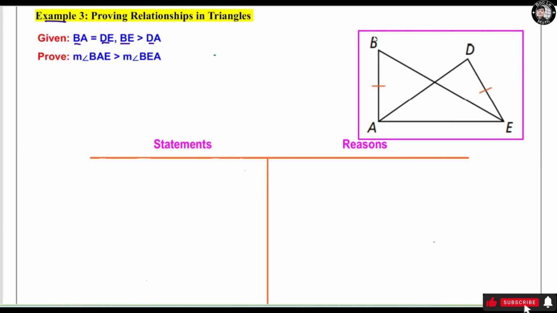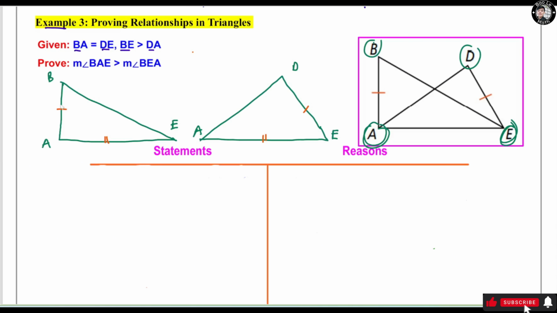Now we consider triangle BAE and triangle DEA, right? We're going to separate these two triangles. So it could be something like this. Now we have BA congruent to DE, given, right here. We have AE congruent to AE, reflexive property, right? And we have BE right here greater than AD, right? It's going to be right here. By the converse of the Hinge Theorem, we can conclude that angle A right here, which is BAE, is greater than angle DEA right here, right?